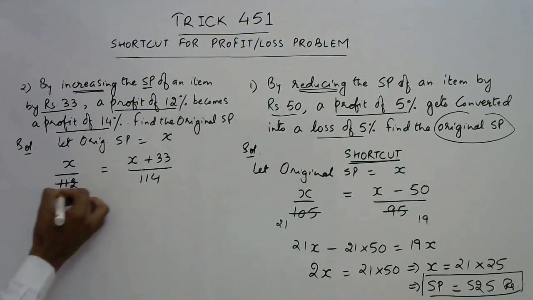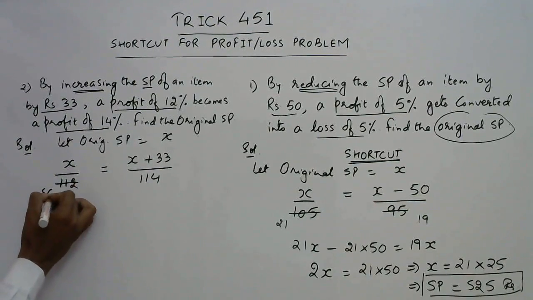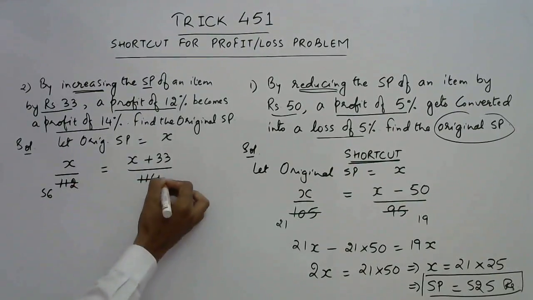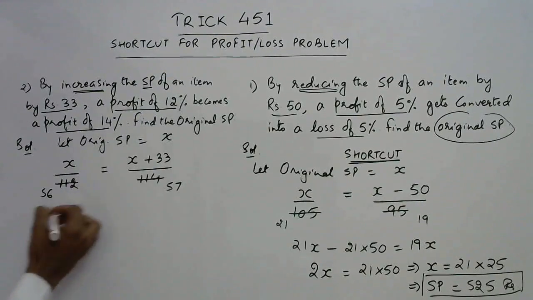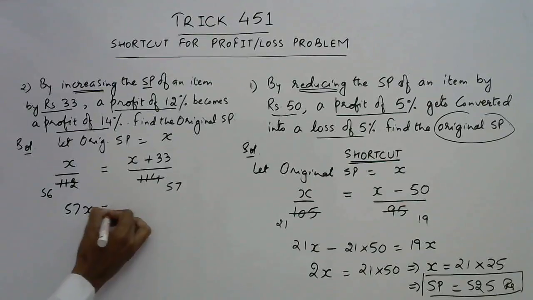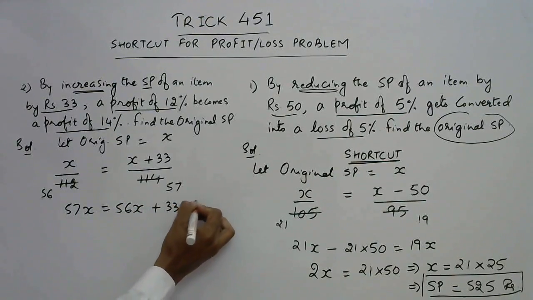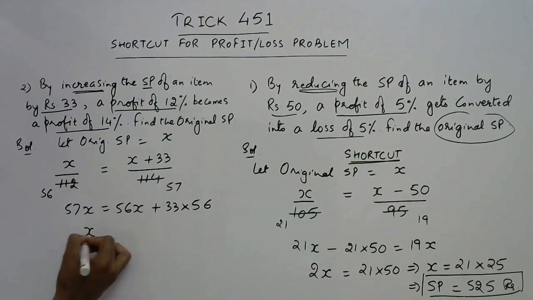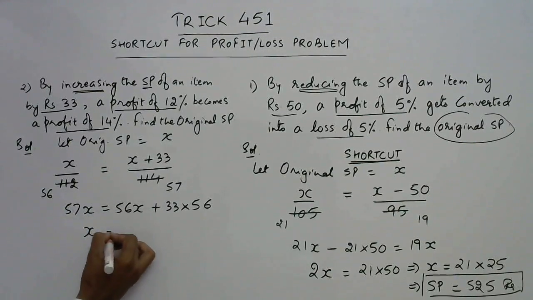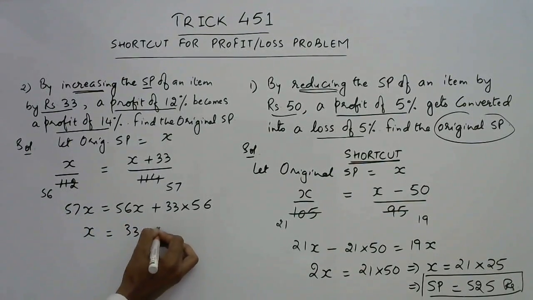Just cancel the common factor 56. We are cancelling this by 2, and this by 2, giving 57. Now cross multiply, 57x will be equal to 56x plus 33 into 56. This gets subtracted, so x is 33 into 56.